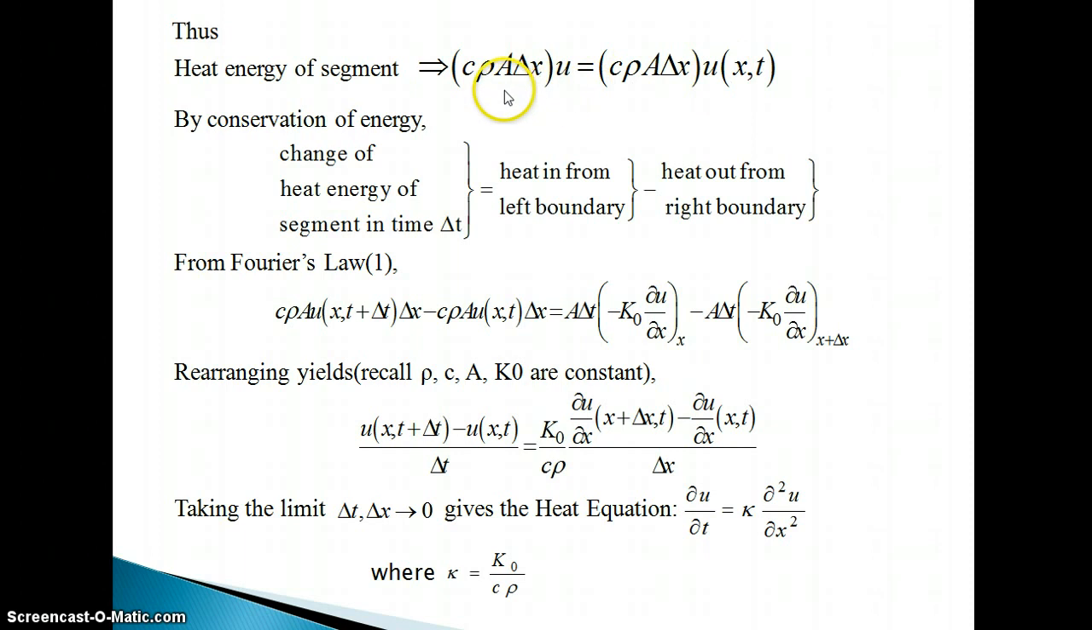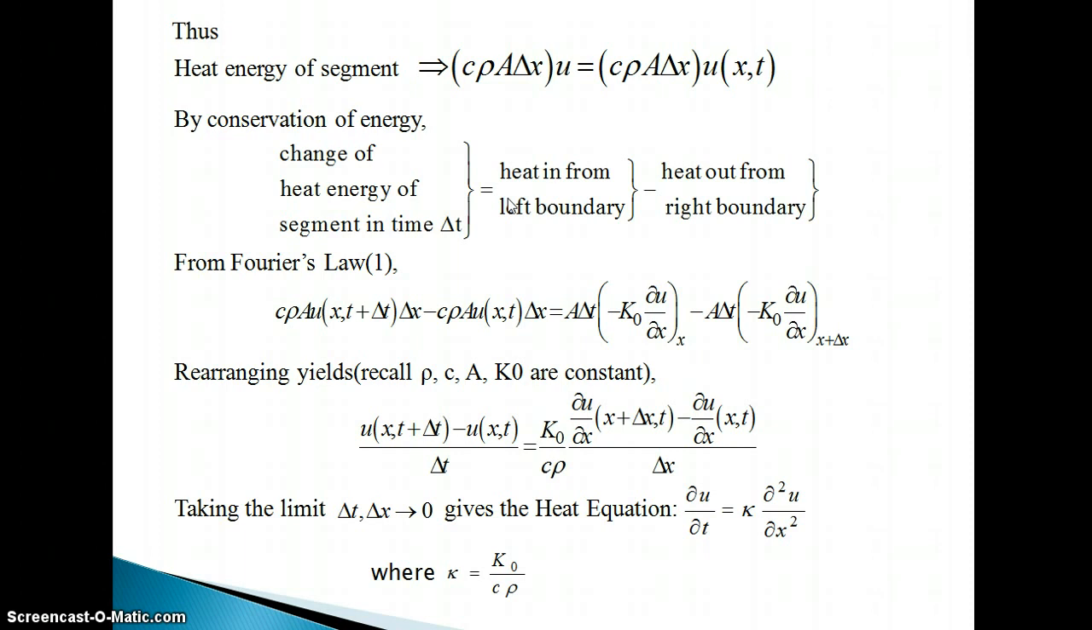So this is a product of specific heat, density, the area element, and delta x, the length of that slice, times the temperature. And then by conservation of energy, we can write the change of heat energy of this small segment for any small time delta t is equal to heat in from the left boundary minus heat out from the right boundary.